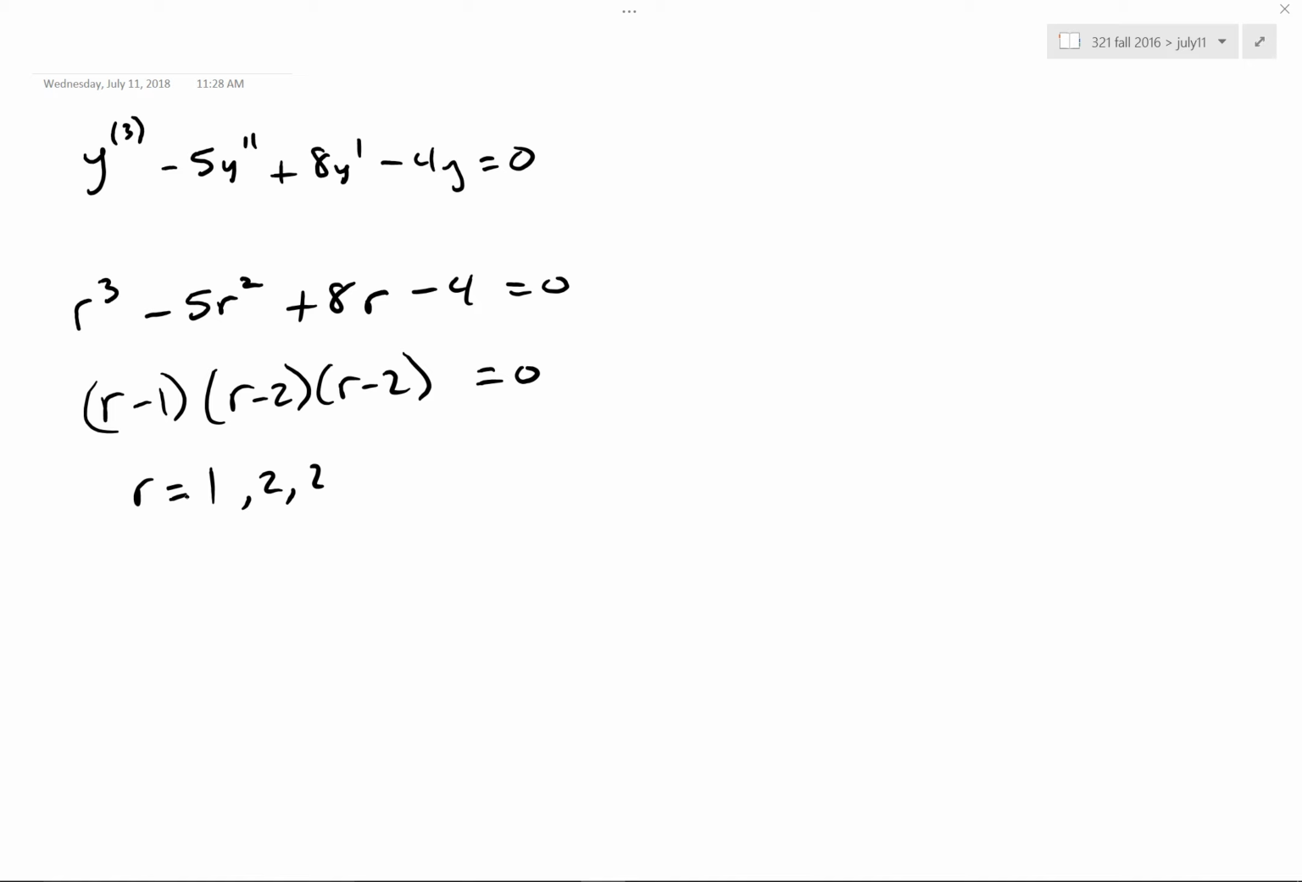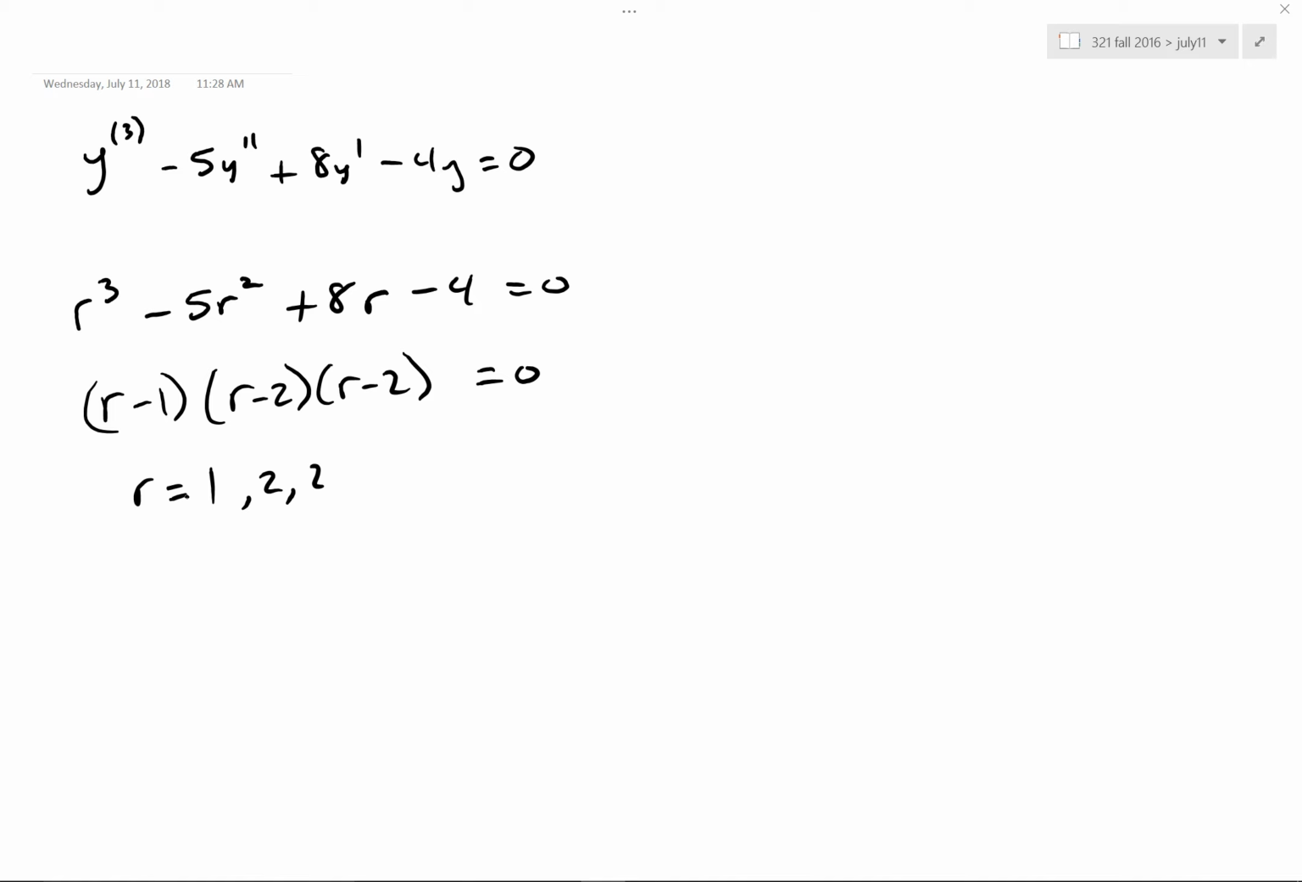Uh-oh. What happens when you get a double root? We talked about this. You can't just do e to the t plus e to the 2t plus e to the 2t, because e to the 2t is the same answer twice. So what do you do when that happens? You got to throw another t in there, right?